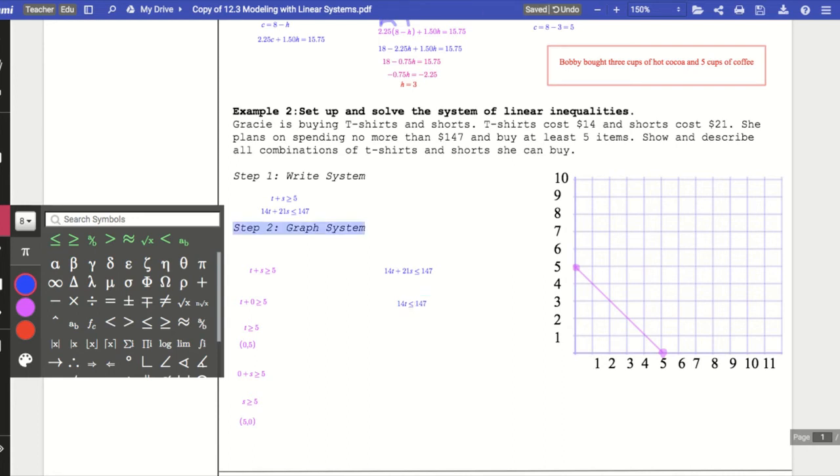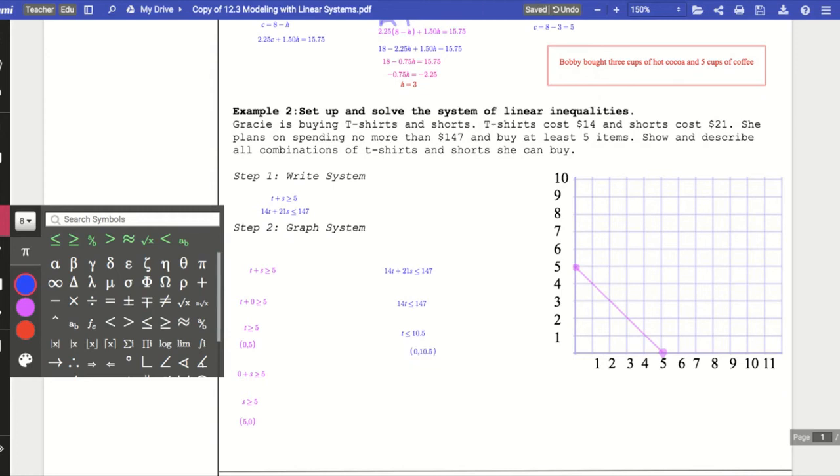Divide by 14 on both sides. t is going to be less than or equal to, this is one I can't do off the top of my head, 10.5. So my first intercept point, we'll say this is the y-intercept, is at (0, 10.5). Sorry, I was looking at the other one.